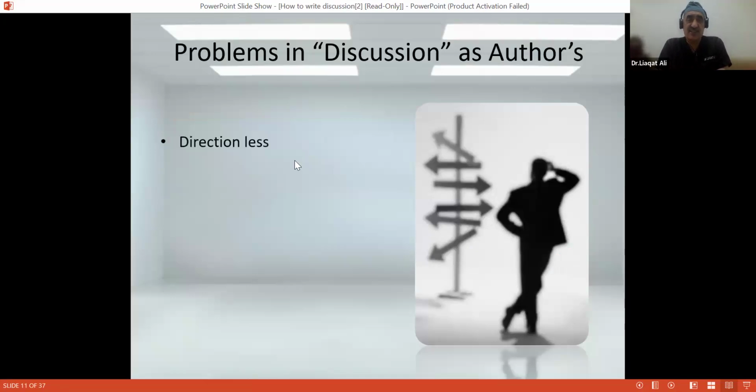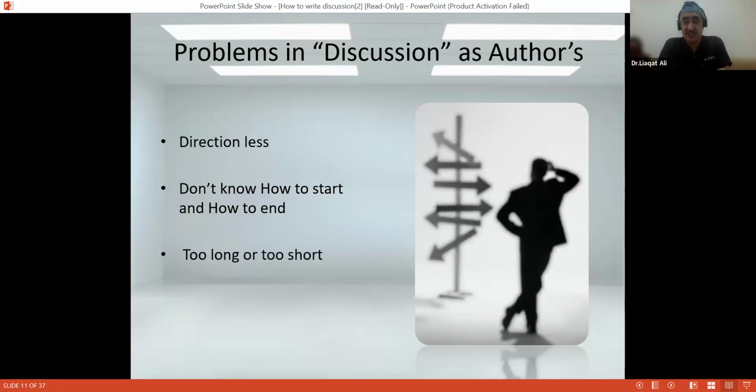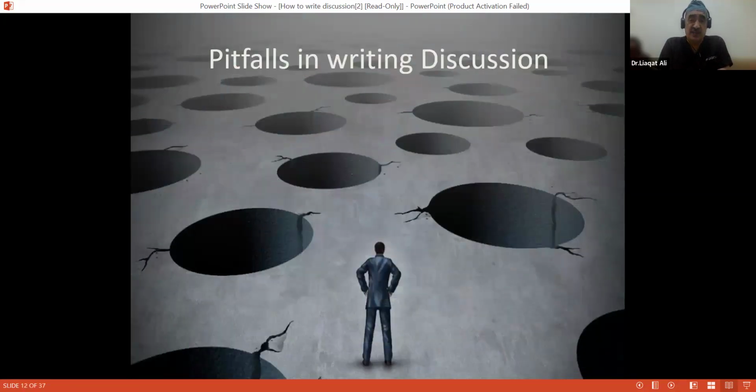In writing the discussion, the authors find it very directionless. Next, please. They do not know how to start and how to end the discussion. Either the discussion is too long or too short. Their introduction is 2 pages and the discussion comes down to 2 paragraphs, or the introduction is 2 paragraphs and the discussion runs to 8 pages. So there is confusion about what to do.